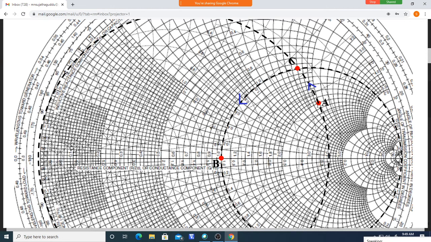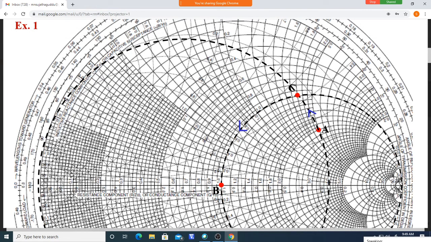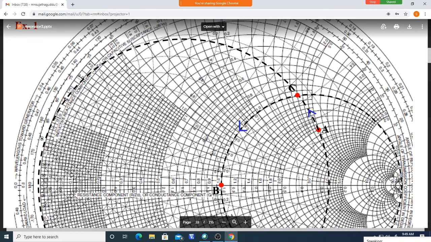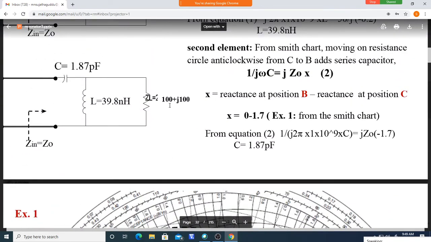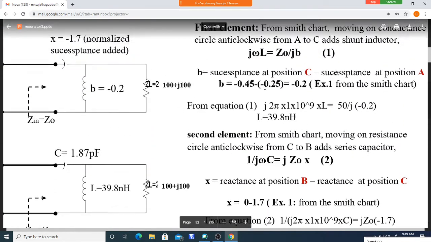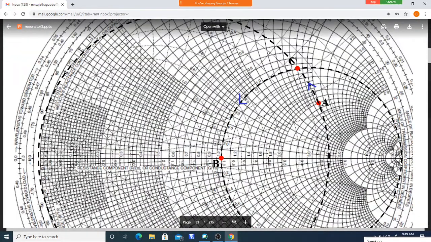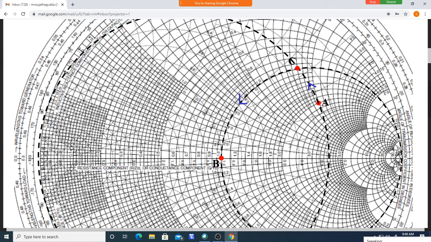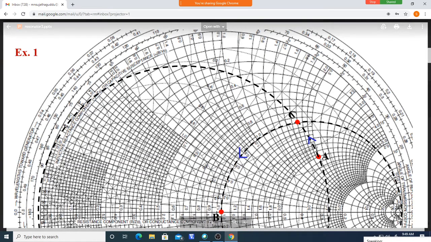And what is the reactance? Reactance is also 2. 2 plus 2j means the intersection of the R is equal to 2 circle and the X is equal to 2 circle. They intersect here. This is point A. So that is the given load. You should mark the given normalized load first, 2 plus 2j. I marked the intersection of R equal to 2 and X equal to plus 2 here. This is the point.